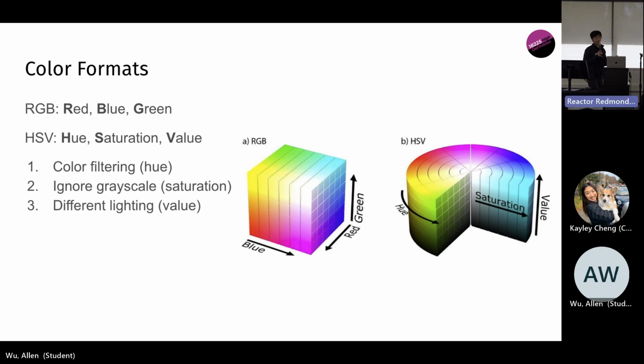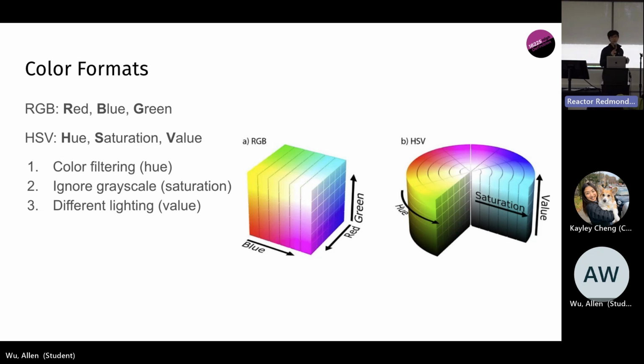And for value, we can just ignore value because we want it to work in all lighting circumstances. Maybe you can set value to a small limit, like anything above 10%, because you don't want it to be black, because that's like no light at all, right? So you want some amount of light, but basically you can ignore lighting by mostly ignoring the value, the V part of the HSV.